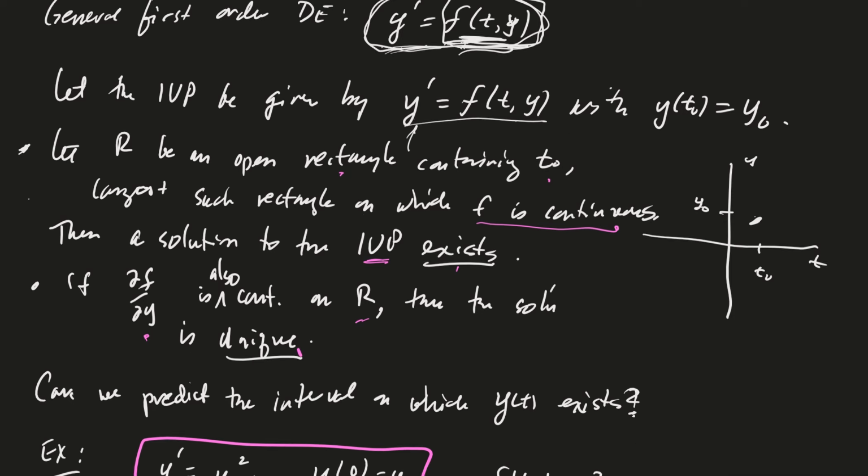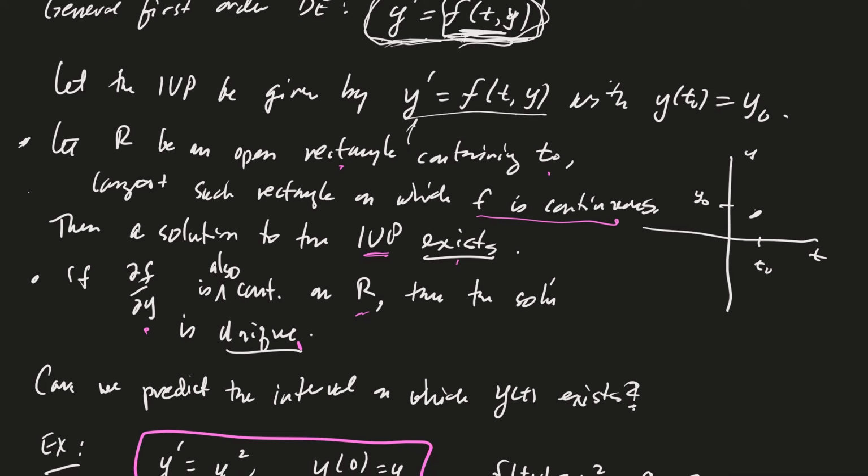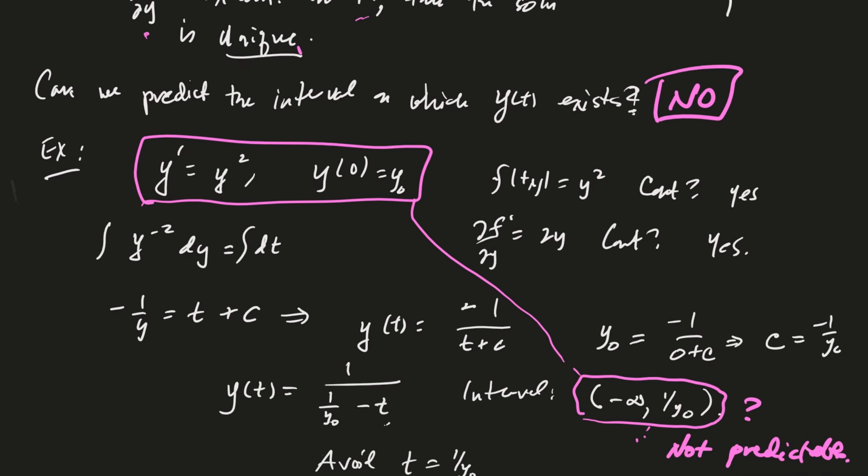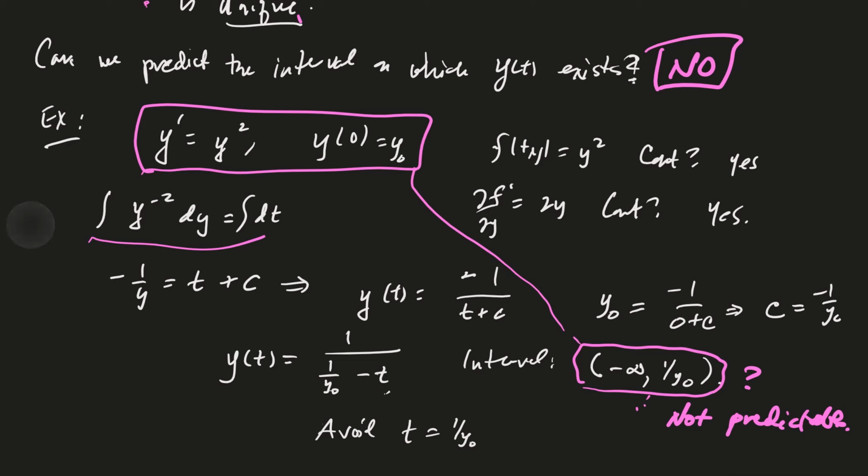But the third part, could we predict the interval on which the solution exists? The answer is no. Okay, so what you have to do then is you actually have to solve the differential equation. Like we did here, we actually had to solve the differential equation to find the interval on which the solution exists. Okay, and again, that's not the case if you have a first order differential equation that satisfies the existence and uniqueness theorem.